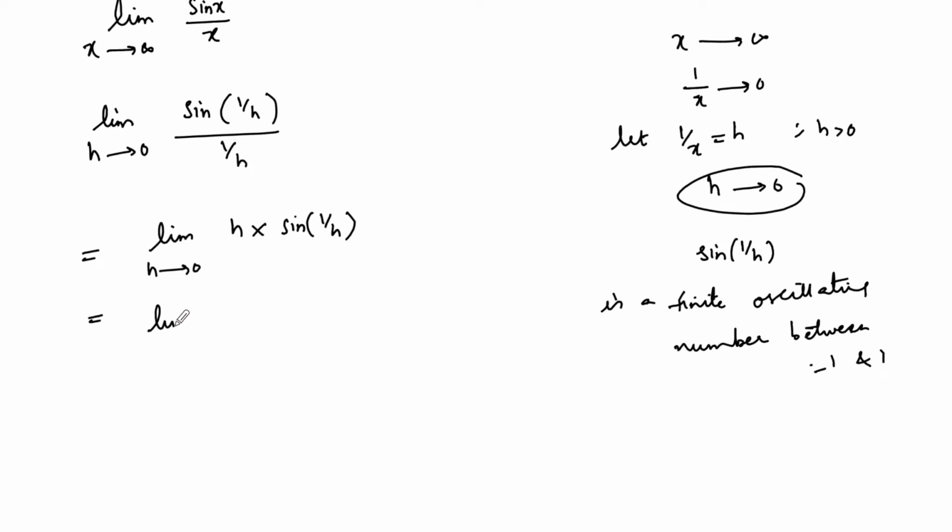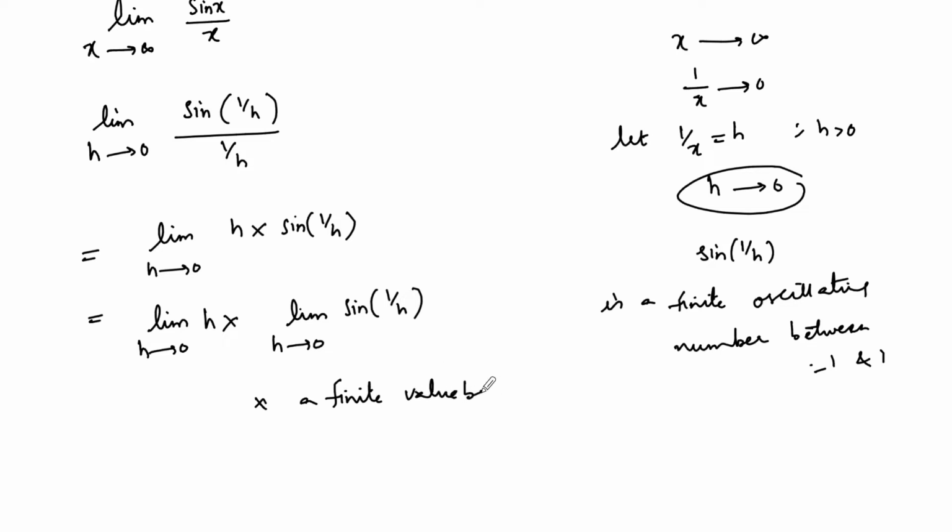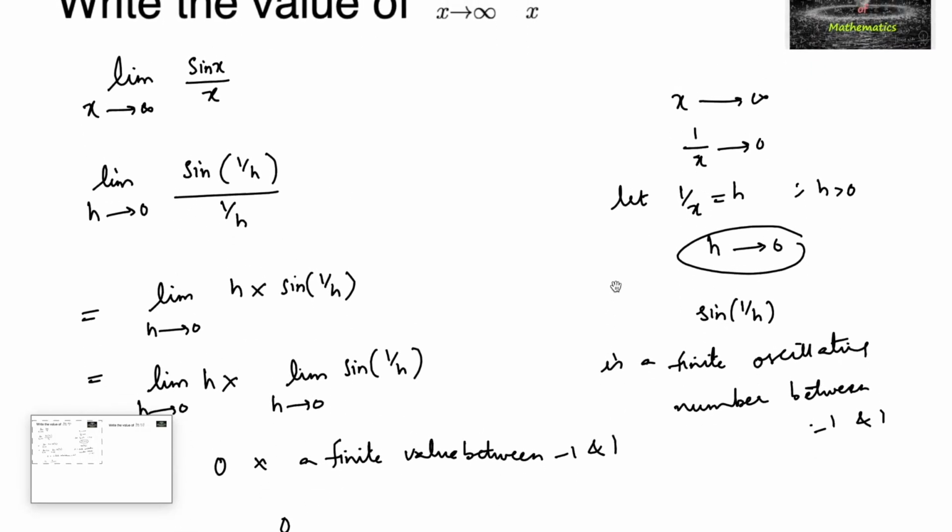So it is limit h tends to 0 h into limit h tends to 0 sin of 1 upon h. So this value we can get a finite value between minus 1 and plus 1. And limit h tends to 0, h is nothing but 0. So 0 into some finite value, answer is 0. So we can give the answer for this question. Limit x tends to infinity sin x upon x is 0.